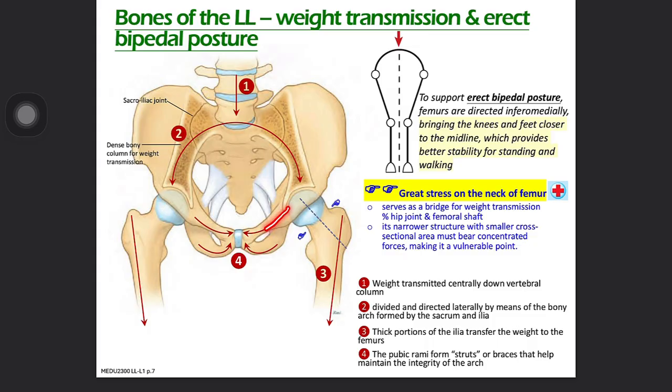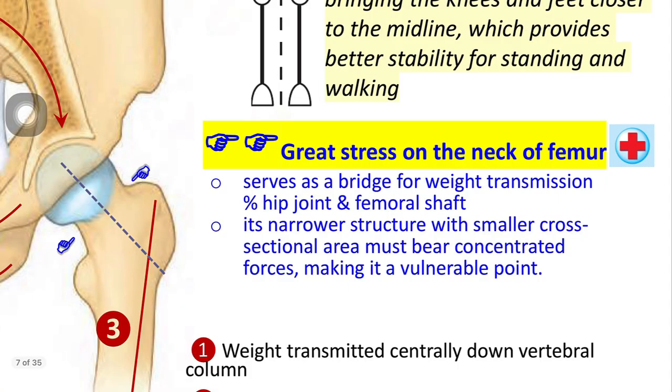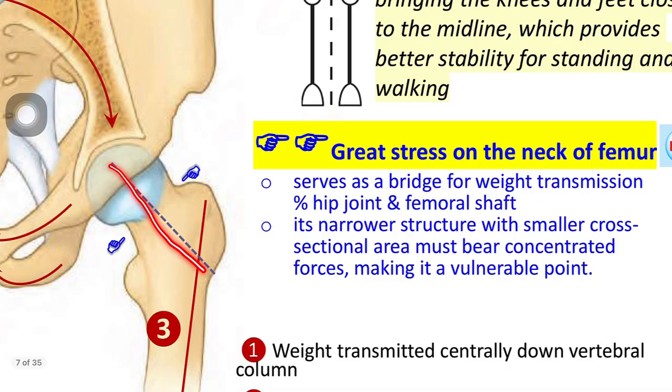And then lastly, the pubic rami form like a strut or brace that helps maintain the integrity of the arch. So the force goes down and is divided into two, and then some will go down through here, and then it closes the loop here at the pubic rami, okay. So that explains why there is great stress on the neck of the femur, because it serves here as a bridge for weight transmission, right.